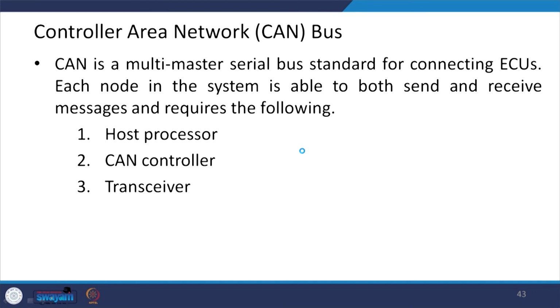Next, let us look at the CAN bus, okay, that is the controller area network bus. CAN is a multi-master serial bus standard for connecting ECUs. Each node in the system is able to both send and receive messages and requires the following: a host computer, a CAN controller and a transceiver.